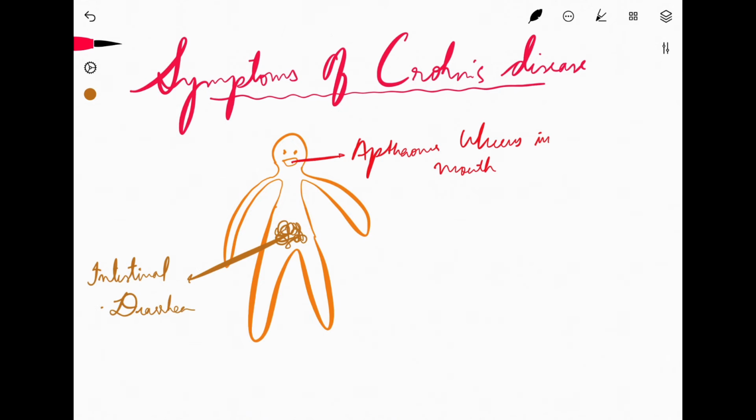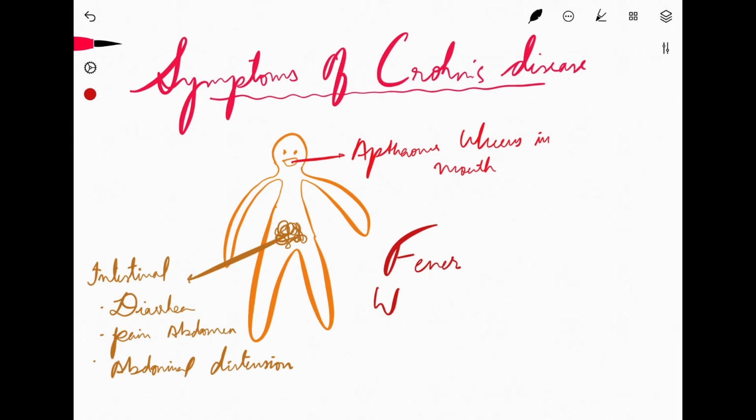The Harvey-Bradshaw Index uses abdominal pain, number of stools, abdominal mass, joint pains, and a few other signs and symptoms. Each sign or symptom is assigned a number. If your total score exceeds 4, you have an active disease. And if the score is 16, then you have a severe disease.